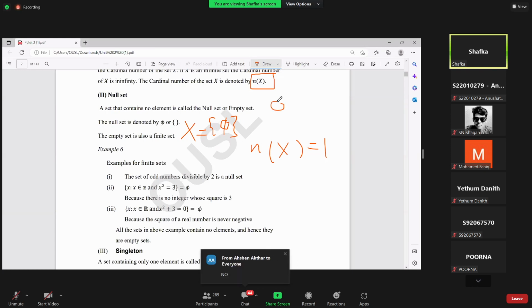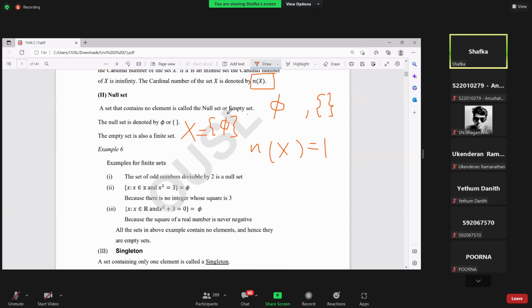Null set is either this one or this one, just the curly brackets. If you have both, this represents the set notation and the element is the null set. Okay? 0. In some papers we can see some students writing the null set as this. This is not correct. Null set is either this one or this one. This represents a set with one element. The element is this null set.